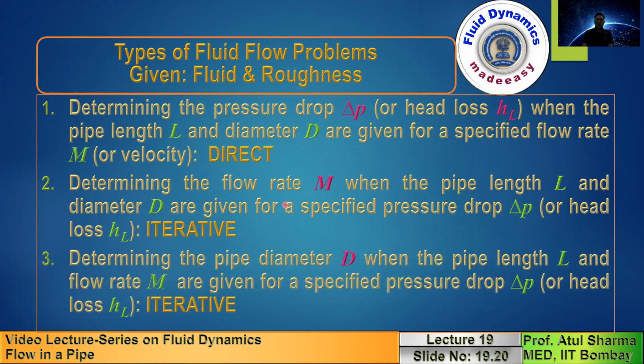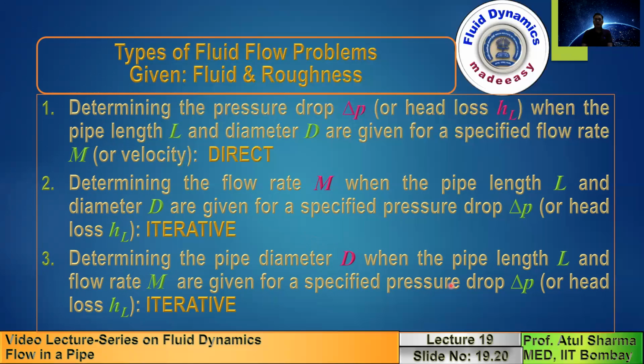And in the third problem also, the same issue is there. In this case, you have to determine the diameter of the pipe, and if you don't know the diameter of the pipe, you don't know the length scale, and you cannot calculate the Reynolds number. So this is like a geometrical problem where you have to obtain the pipe diameter, when the pipe length and the flow rate are given for a specified pressure drop. So this is like a design problem where we want to know what will be the best diameter of the pipe which will lead to, let us say, least pumping power.